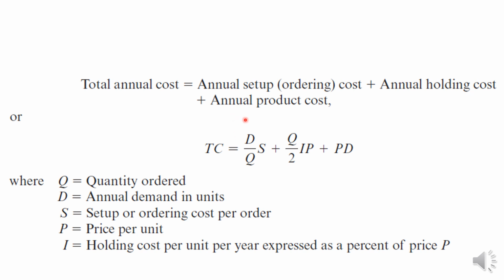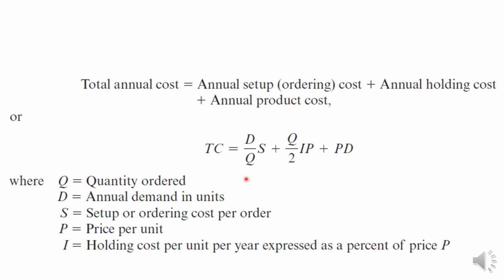So you see, this is PD, the annual product cost, this is IP Q by 2, the annual holding cost, and this is the annual ordering cost. So all the costs we add in the total cost. P into D primarily needs your attention. Why is the product cost very important over here? Because we are getting different prices at different quantities. So we need to compare them. That is why we are taking PD into the total cost.